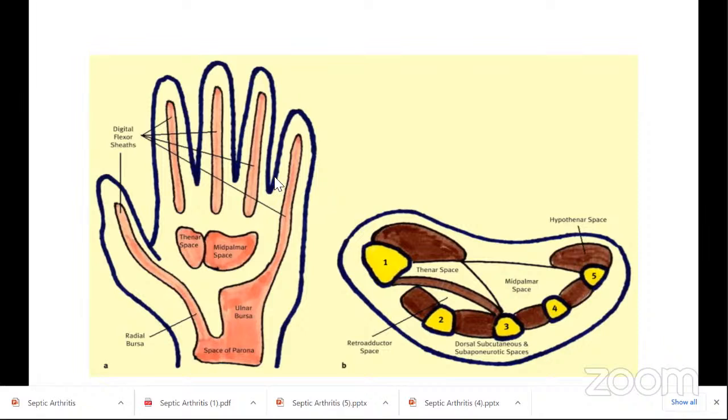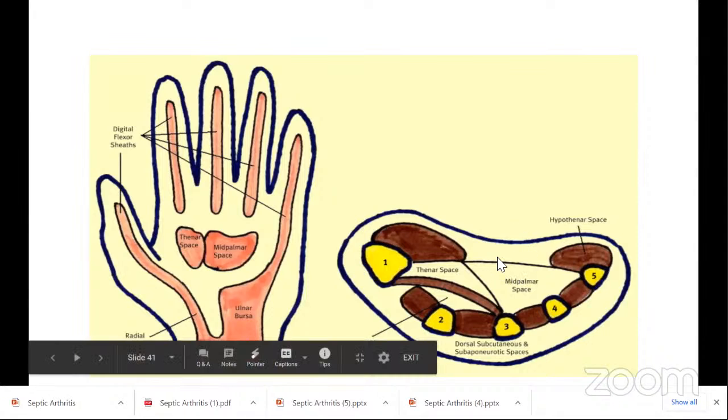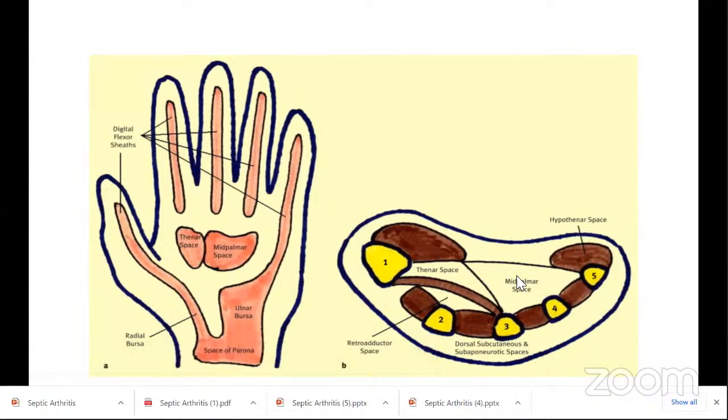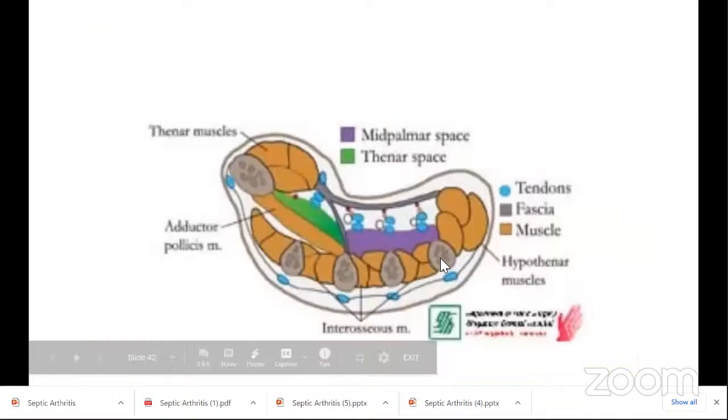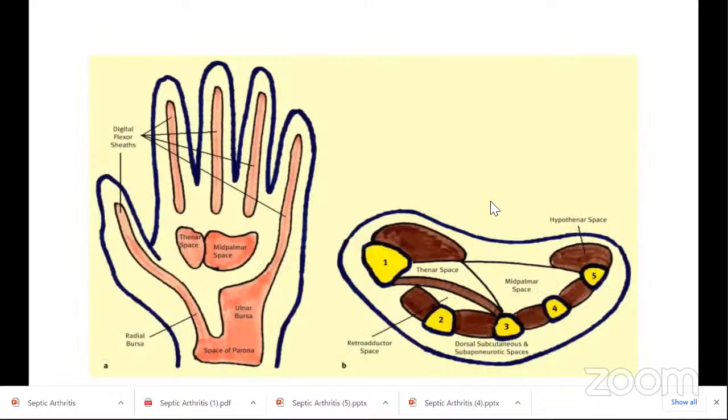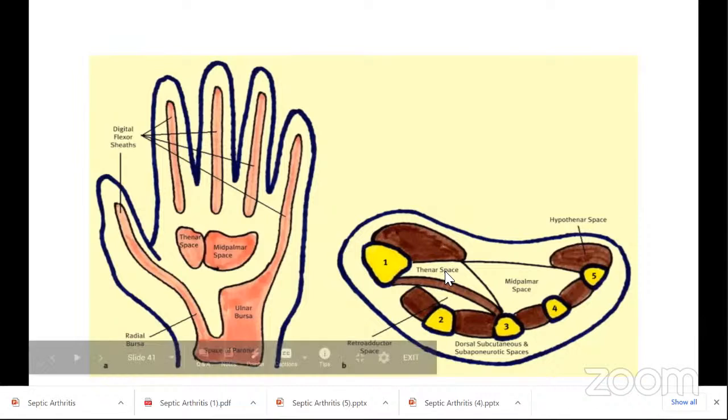That communication is called the space of Parona, right? And one more important thing is this, what Manjunath, I appreciate his answer to that question. These are deep palmar spaces. You should know this is a mid palmar space, thenar space. Thenar space is different from thenar muscles. It is deeper to this.